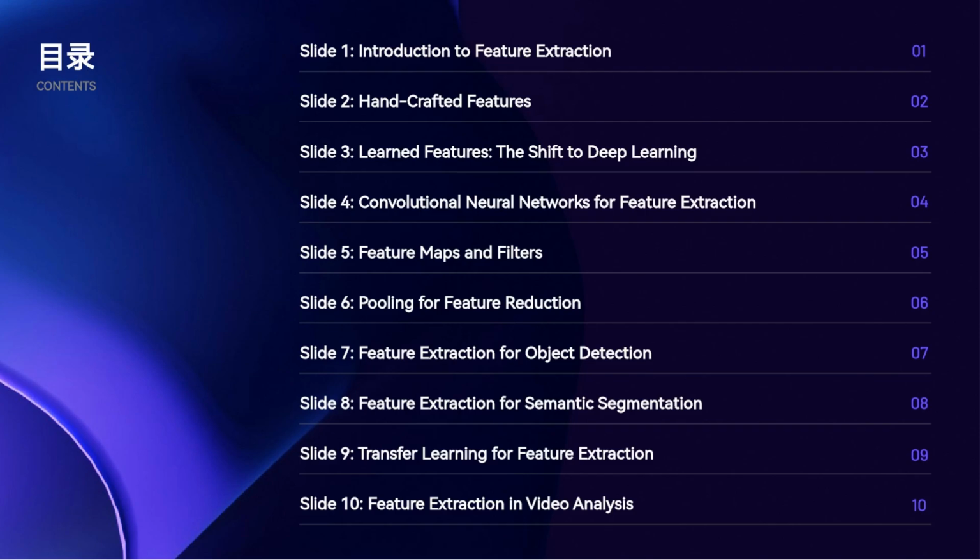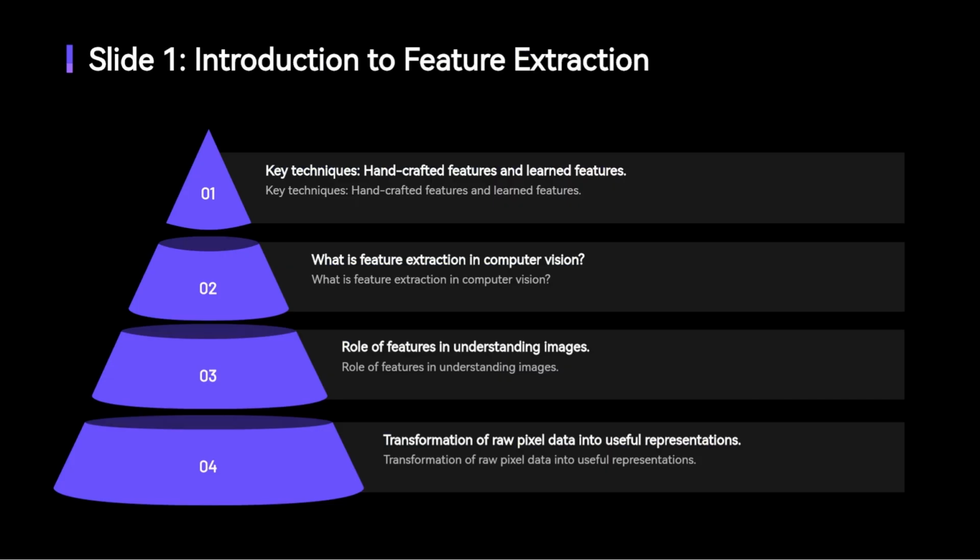Here are the contents. Feature extraction is the process of transforming raw input data, typically pixel values from an image, into a more compact and meaningful representation that captures the key characteristics of the image. These extracted features are used for tasks like object detection, image classification, and scene understanding.